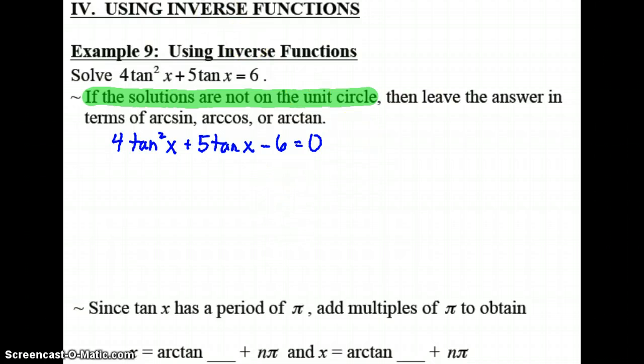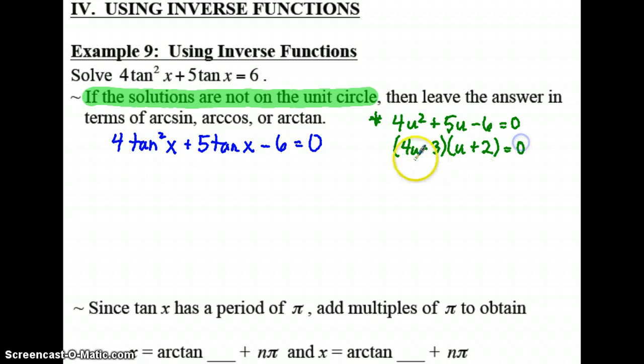And since this is very similar to the equation 4u squared plus 5u minus 6, what you can do is factor this as a 4u minus 3 and a u plus 2. So if we substitute tangent in for our u's, once you factor on the left, you're going to get a 4 tangent of x minus 3, and then a tangent of x plus 2 equals 0.